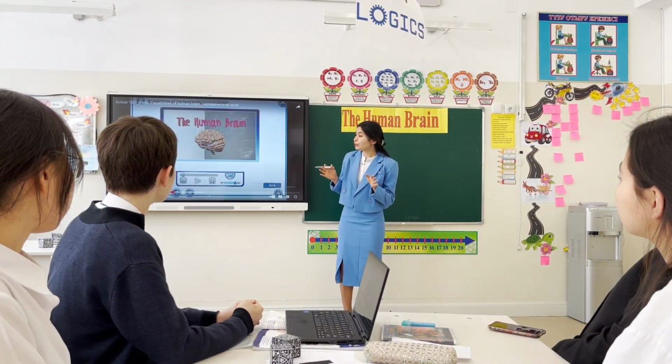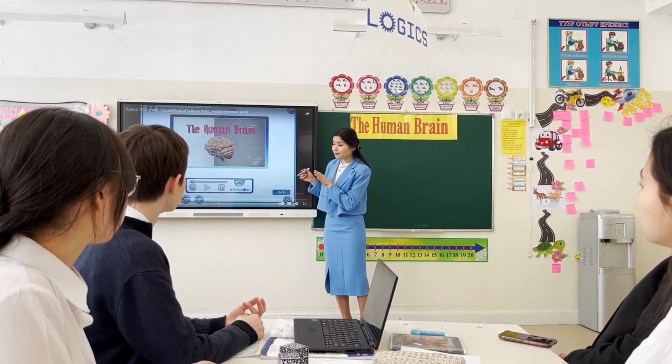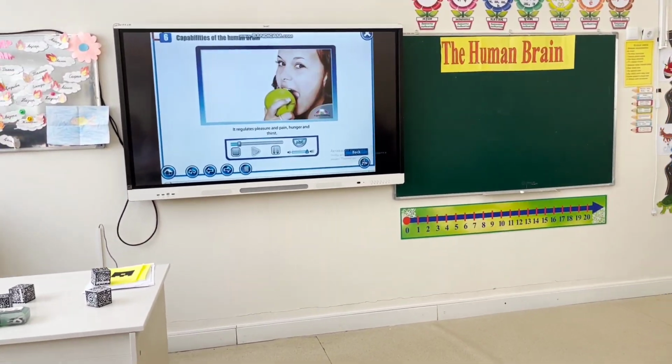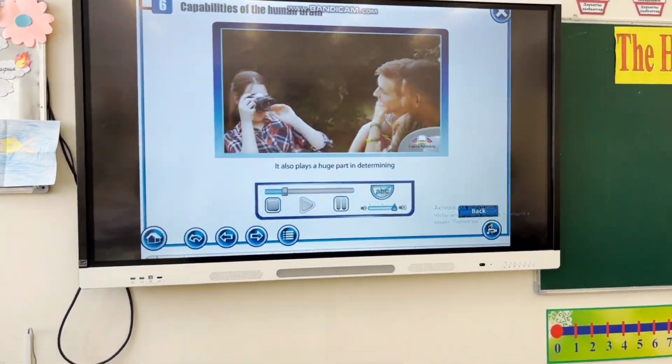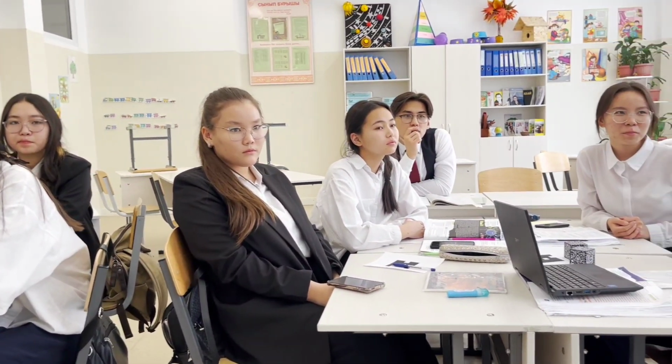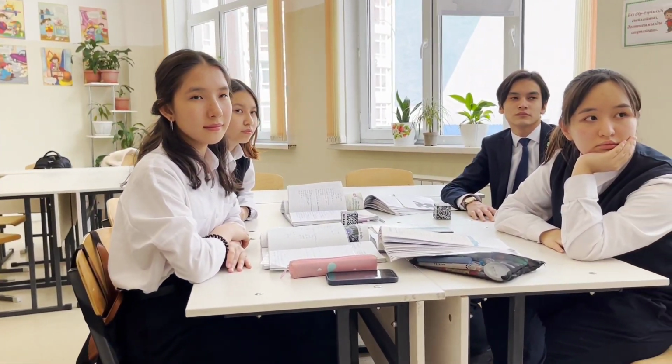The brain controls other organs. It regulates pleasure and pain, hunger and thirst, blood pressure and body temperature. It also plays a huge part in determining your personal identity through thoughts, memories, and feelings, and gets us ready to fight or run away. The brain also allows us to enjoy music in lots of ways. When we listen to a piece of music, we can identify the different instruments and the music.